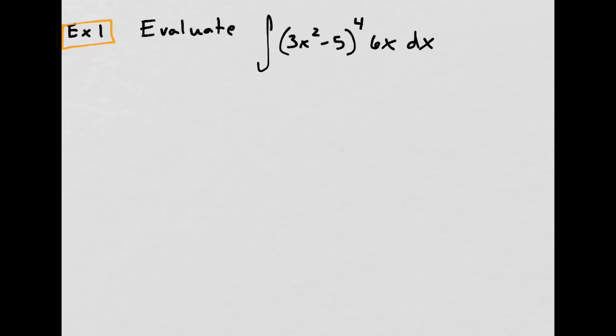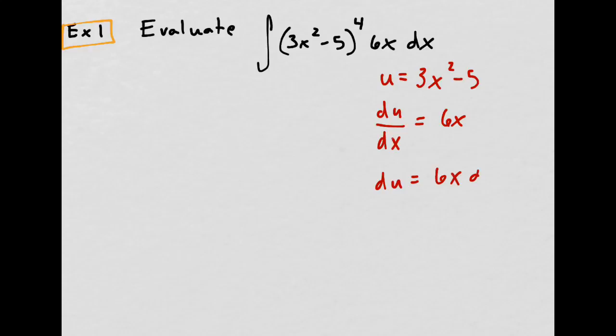You choose your u value. So u, for me, I'm choosing u to be the inside function, which was 3x squared minus 5. And then I'm going to take the derivative. There's a shorthand for this, but I'll do that in a minute. So du dx, I'm taking the derivative, that's just 6x. I'll multiply both sides by dx. This is actually called the differential. So it's not a derivative anymore, it's a differential. We'll be using this later on as well. But we have du equaling 6x dx.